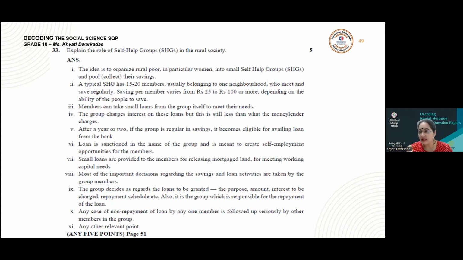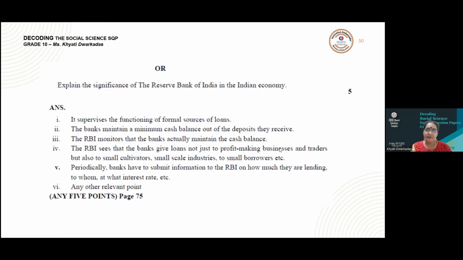Muzammil, I think you've been asking this question for a long time now. Should the options be from the same chapter? You've been seeing it in the SQP that they are from the same chapter. So yes, the board does not omit any of the chapters.